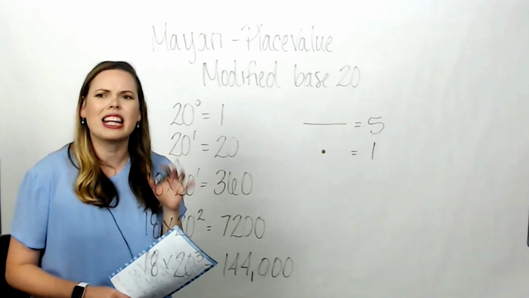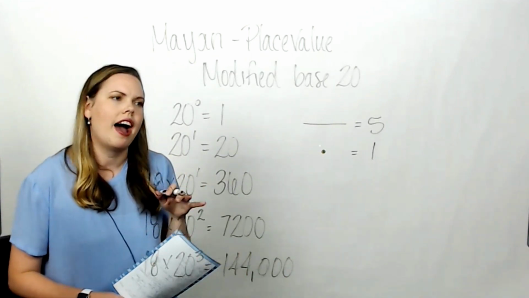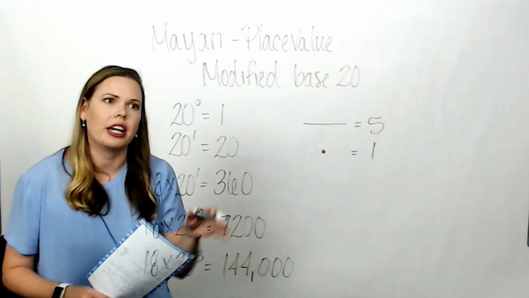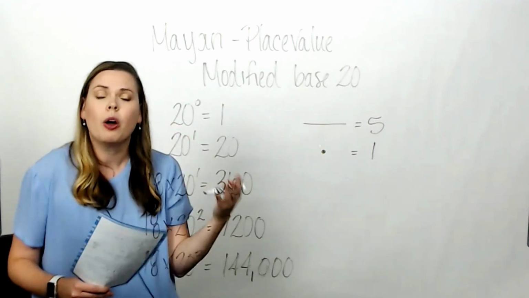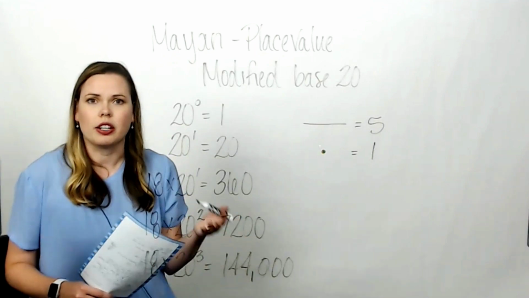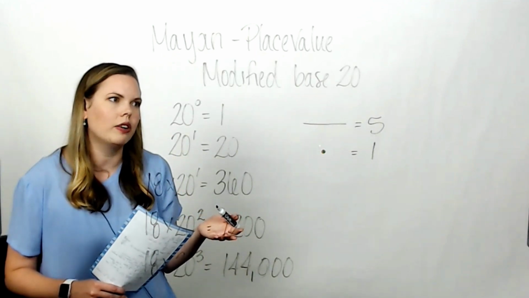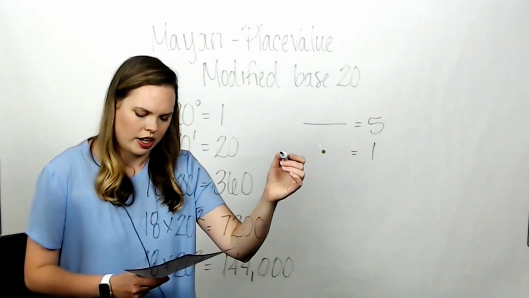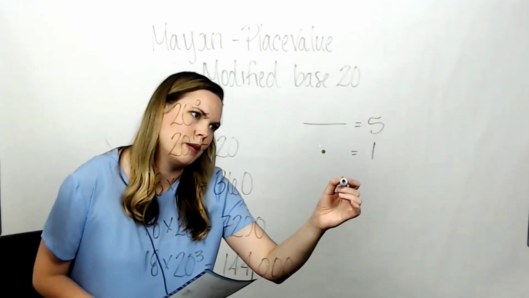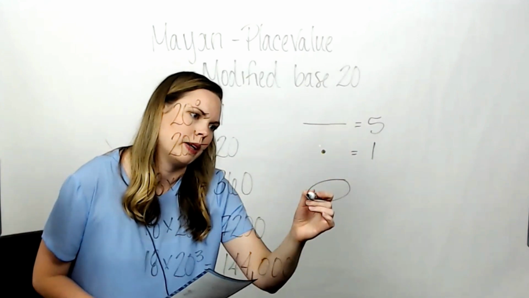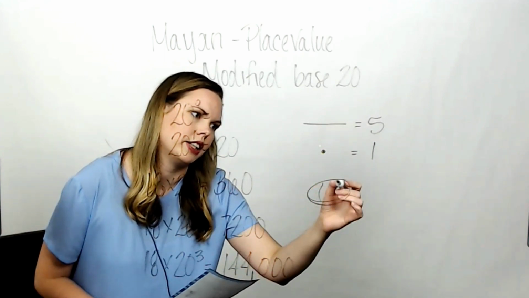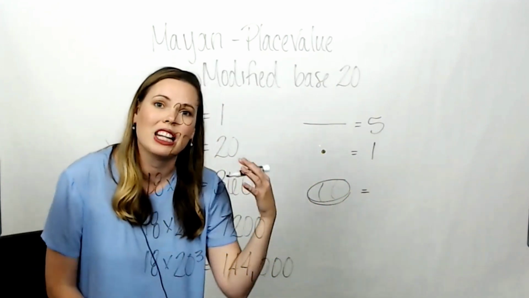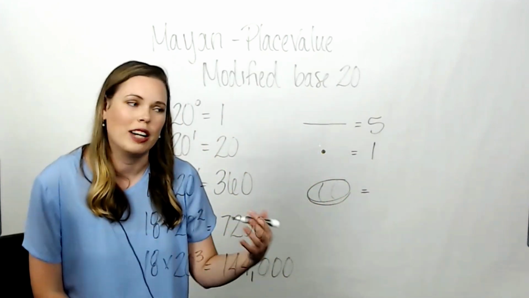I think they started out without a placeholder for 0. If there were no 20s in the number, how do you show that there's nothing in that place value? They decided to use a bowl. They call it an empty bowl. Me and my artistry skills here again. It looks something like this to represent their placeholder, or 0, meaning that there's nothing in that place value.